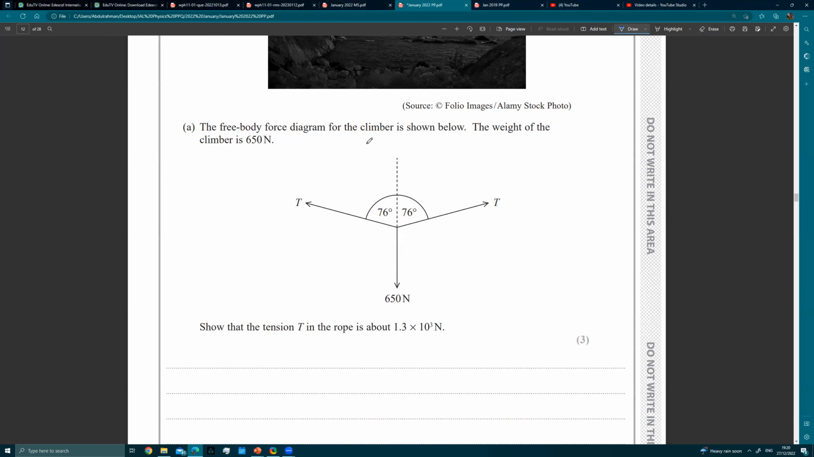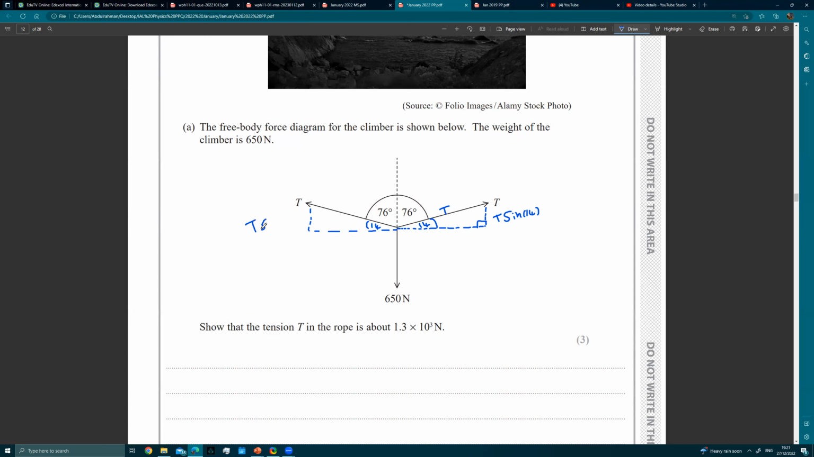Every single question where they show you vectors and angles, you know you're resolving into horizontal and vertical components. That's never not been the case. So already, it's a good idea to just resolve this annoying vector. This is 76. This will be 14. And this is T, right? The hypotenuse is T. So this is T sine 14. Of course, there's also a T sine 14 here because it's basically mirrored.